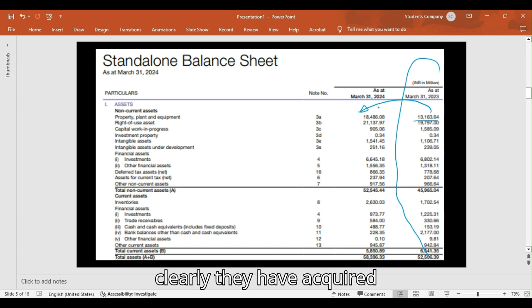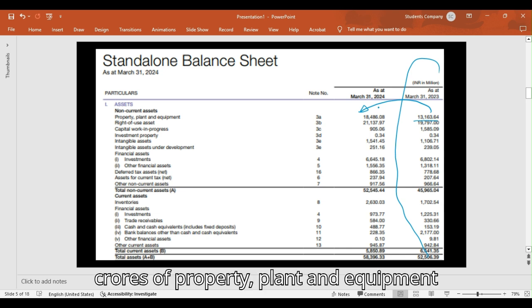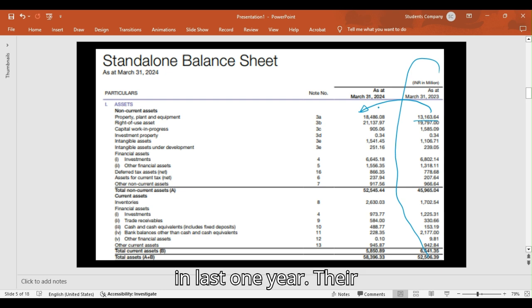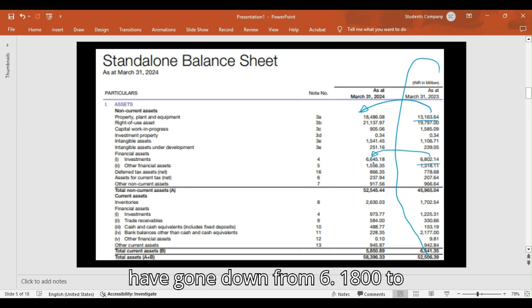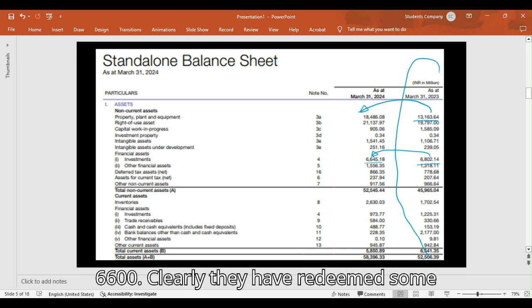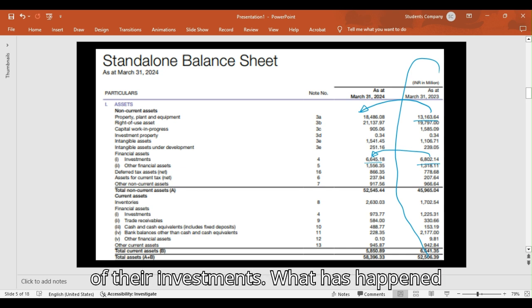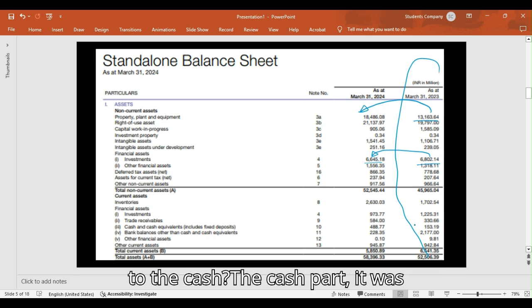So clearly, they have acquired roughly 5,000 crores of property, plant, and equipment in the last 1 year. Their financial investments have gone down from 6,800 to 6,600. Clearly, they have redeemed some of their investments. What has happened to the cash?